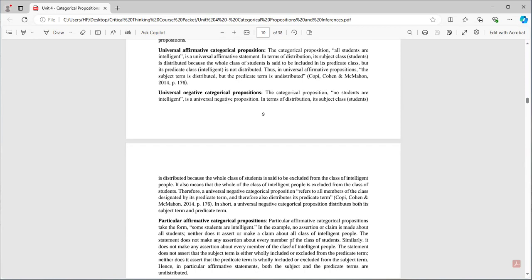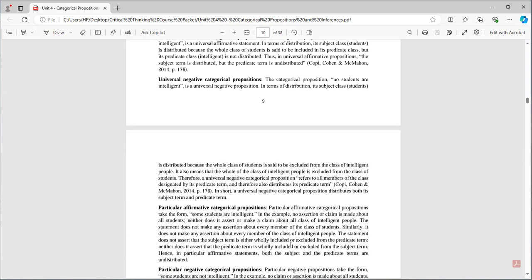Then we have particular affirmative proposition. Some students are intelligent. It is not saying all students. So it is not distributing the class of students in the class of intelligent people. For distribution, it must be talking about all of them. It also means some intelligent people are students, but not all of them.